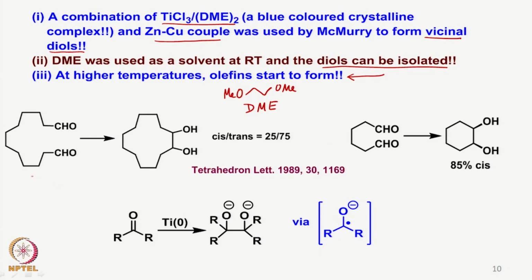So, this particular medium sized dialdehyde can be converted to a medium sized alcohol where the cis trans ratio is 25 to 75. If we need a smaller ring formation, then of course we get a cis diol as the product, and as we discussed, such a reaction proceeds via a radical anion of this type.